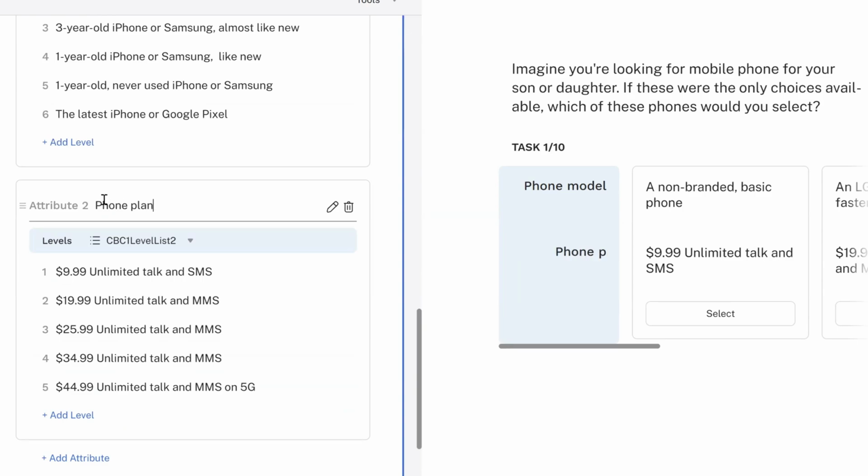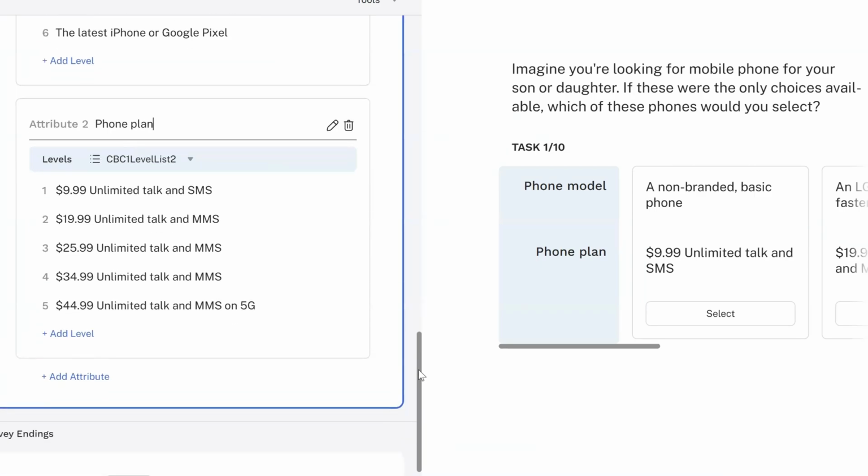I know how to spell. It can be $9.99 unlimited talk, and you can only text. There's no MMS, just SMS. $19.99 unlimited talk, but MMS. You can have $25.99 unlimited talk for MMS, $34.99 unlimited talk and MMS, or $44.99 unlimited talk and MMS on 5G.